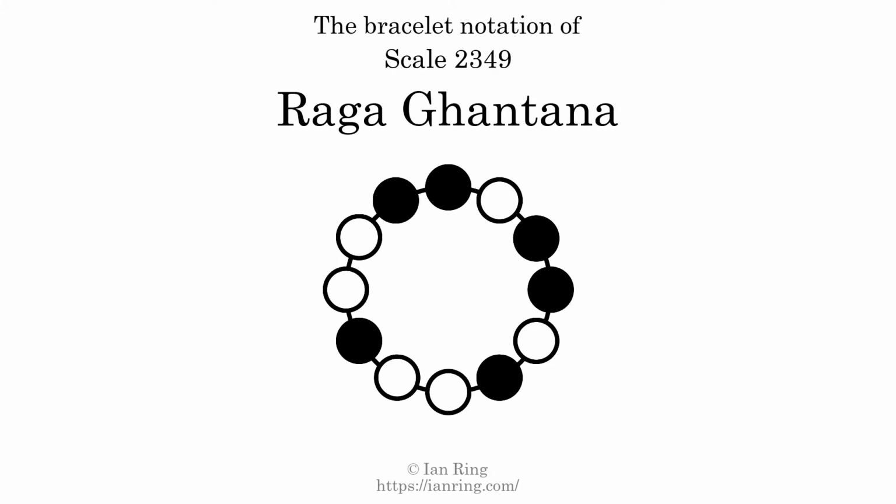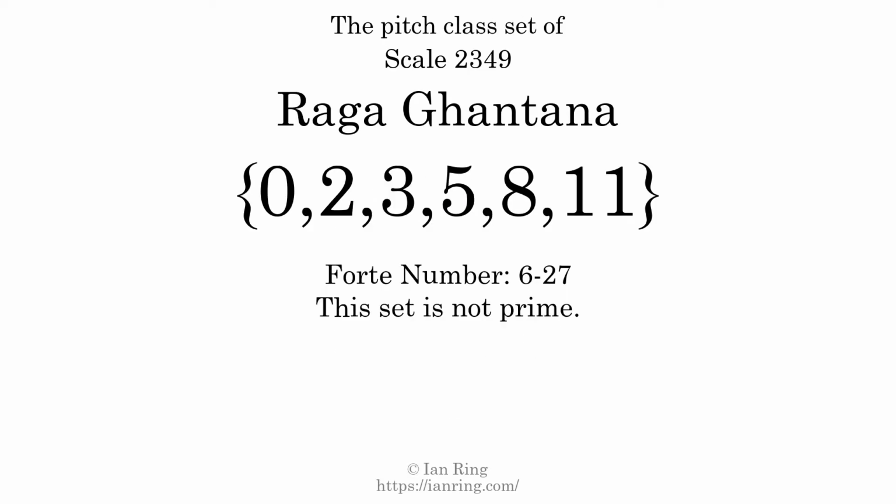This is a bracelet notation diagram of scale 2349. The shaded circles represent tones that appear in the scale, and they are read clockwise, starting at the top. The pitch class set for this scale is 0, 2, 3, 5, 8, 11. The fault class is 627. This set is not prime.